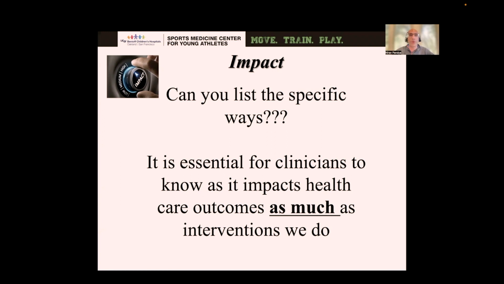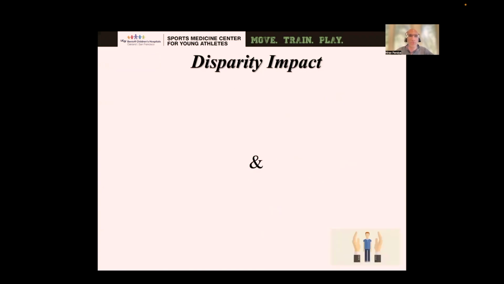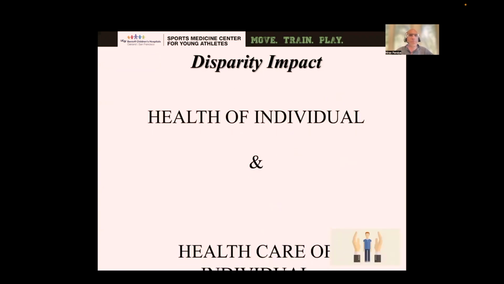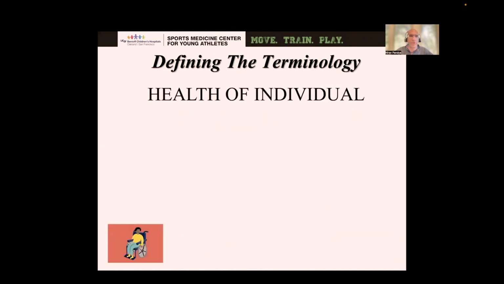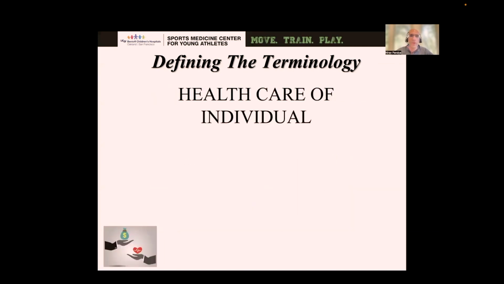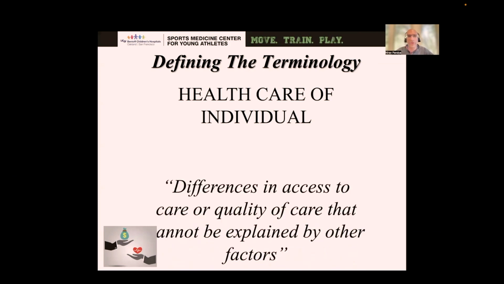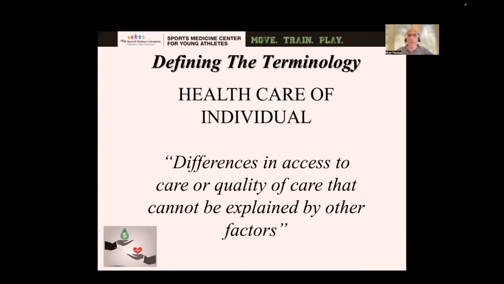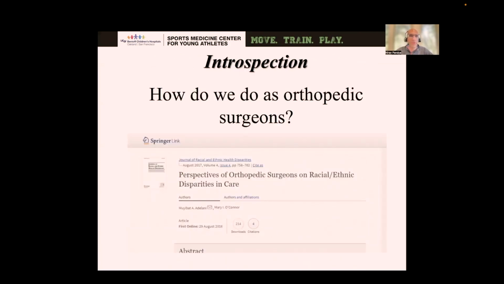So I think it's important for us to look at those factors just as strongly as some of those other quote unquote surgical or non-surgical factors that go into the meat of what we do on a day-to-day basis, as opposed to what may actually impact care a little bit more. Now, when you look at disparities, it impacts both the health of the individual and the health care of the individual. Defining the health of the individual, that's a higher burden of disability of one group compared with another. This is a little bit different than the health care of the individual, which is differences in access to care or quality of care that cannot be explained by other factors.